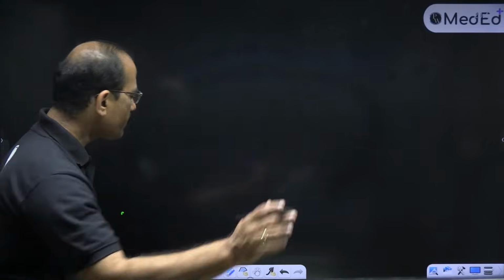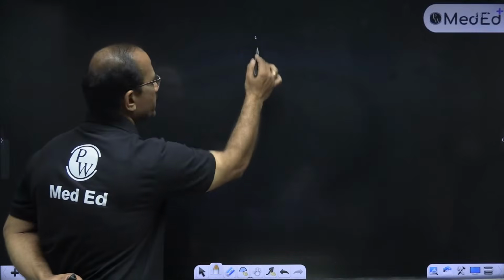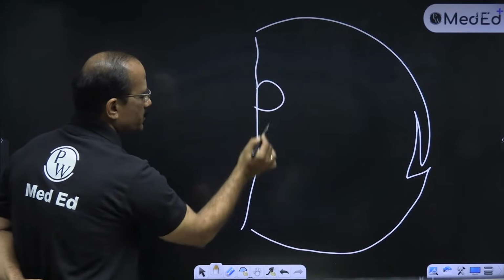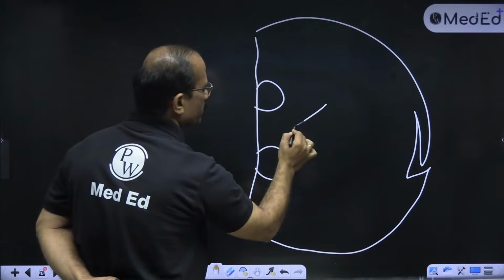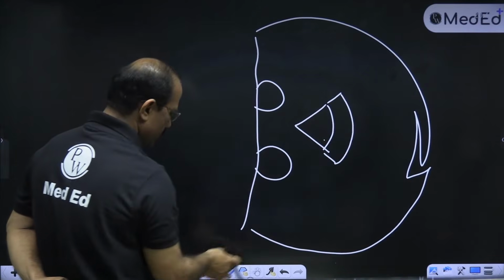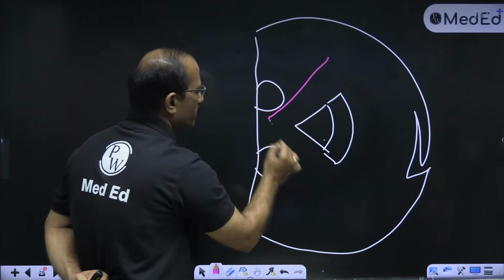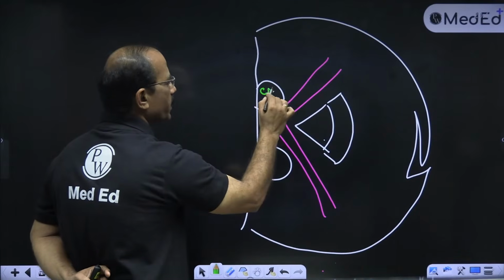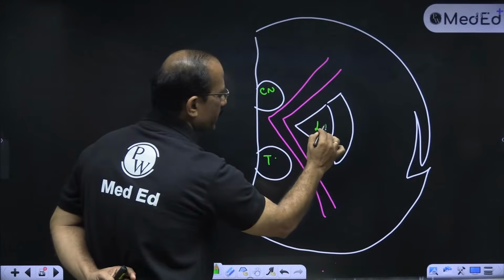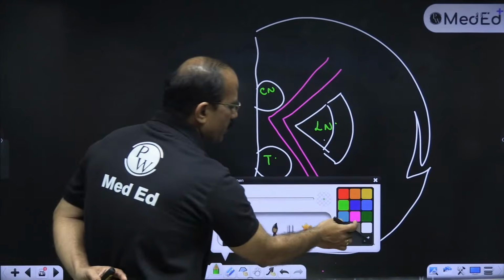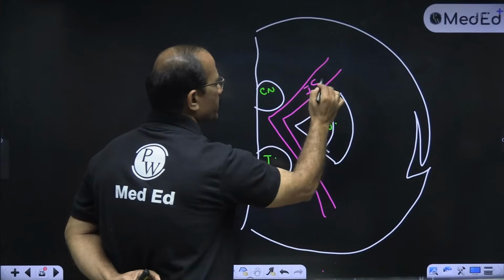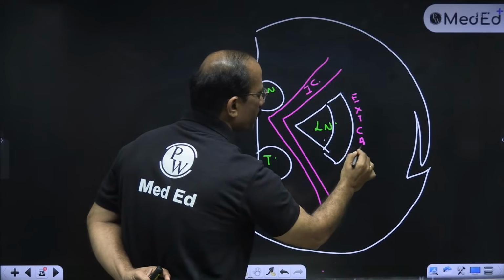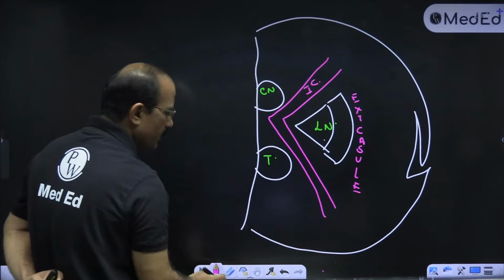Okay children, one minute, there was a slight confusion here. Let me clear this. See, this is what I was telling you. This was our internal capsule. This is the caudate nucleus. This is the thalamus. That's the lentiform nucleus. That capsule is the internal capsule. Then comes the external capsule, and then comes this claustrum.